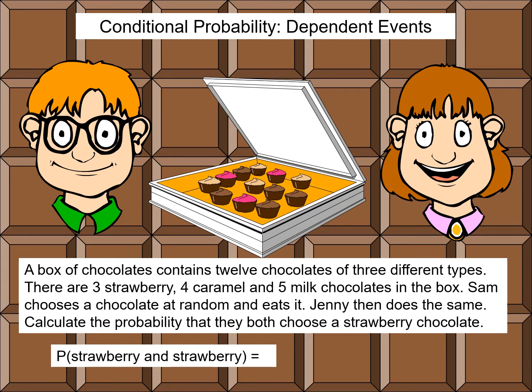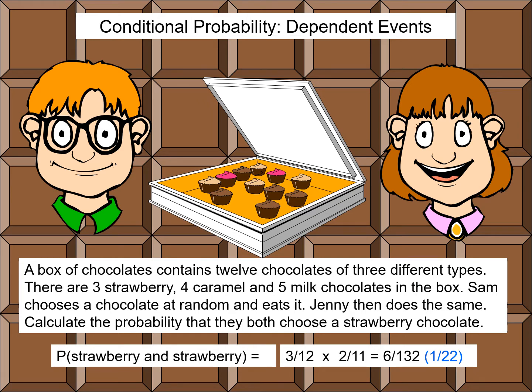Well, initially, when Sam goes into the box, there are 3 strawberries out of 12. This is AND probability, so we're now going to multiply that by the probability for Jenny getting a strawberry. But the first thing we've got to do is take Sam's strawberry out. We're now left with 2 strawberries out of 11 chocolates being strawberry. So 1 less strawberry and 1 less chocolate.